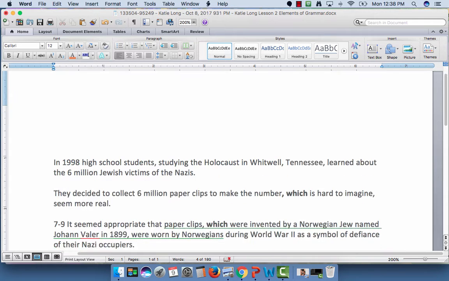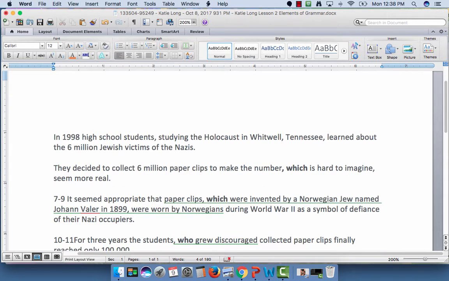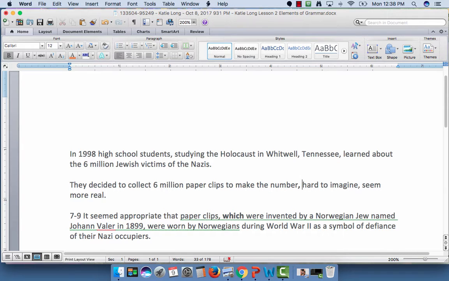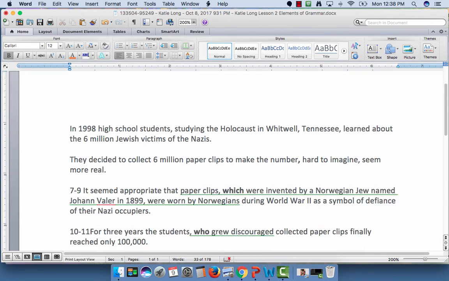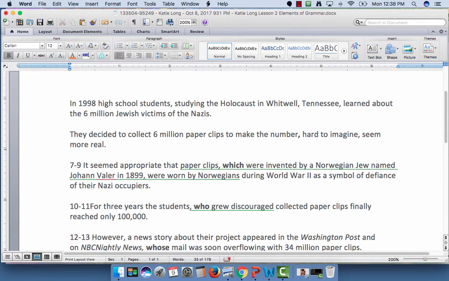They decided to collect 6 million paper clips to make the number, which is hard to imagine. What we do is we get rid of which is hard to imagine, seem more real. Again, we've just tightened the sentence up. I think a better example, that's a good example, but another example is which were, it seemed appropriate that paper clips, which were invented by a Norwegian Jew named Johan Valler in 1899, were worn by Norwegians during World War I as a symbol of defiance of the Nazi occupiers.